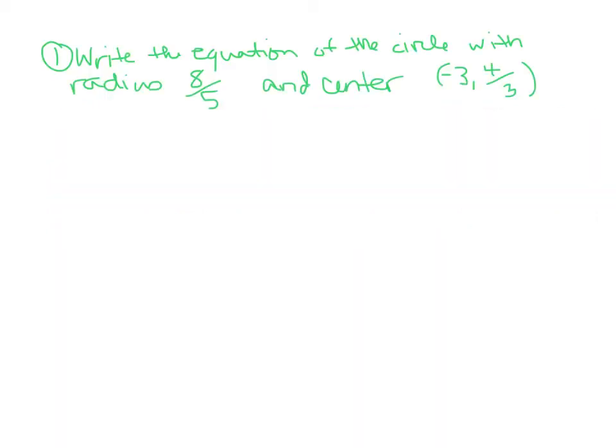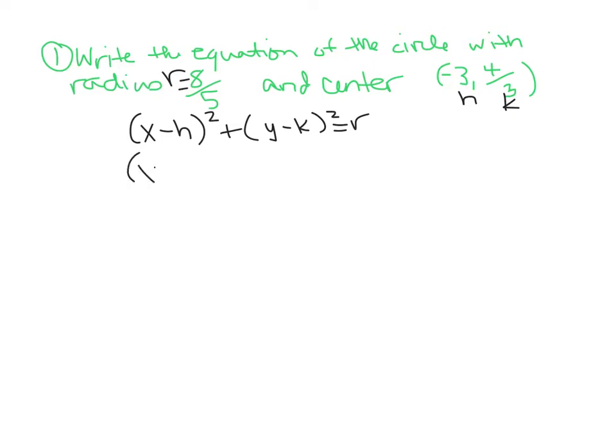For our first example, we are going to write the equation of the circle with radius 8/5 and center (-3, 4/3). So this one is pretty straightforward. You're just going to use your general circle equation, (x - h)^2 + (y - k)^2 = r^2. Our h is -3, our k is 4/3. The r is 8/5, and be careful, make sure that you change that sign to plus.